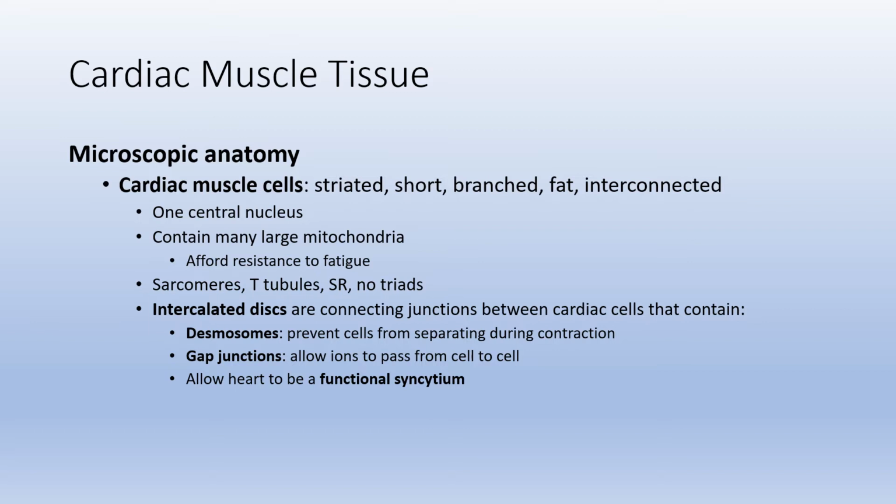And the other part of an intercalated disc is a gap junction. This is an actual space which will allow for the passage of ions like calcium to move from cell to cell. Overall, the intercalated disc is what allows the heart to be a functional organ or a functional tissue. When the heart contracts, it's a single coordinated unit, not multiple.